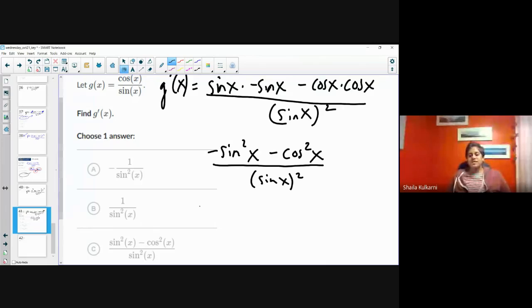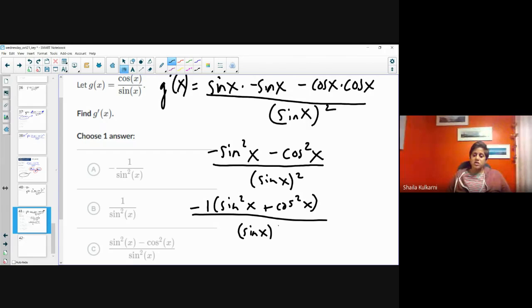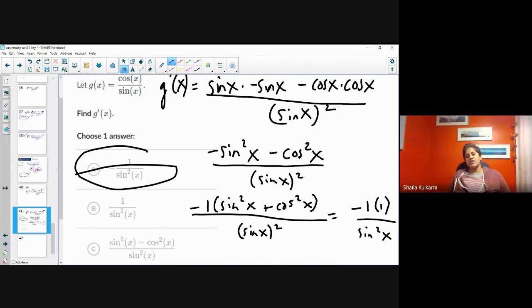So let's think. Let's factor. We always look for a greatest common factor. Let's see. Do you guys remember your identity? Cosine squared plus sine squared is 1. It's an identity. So this is the same as negative 1 times 1 over sine squared x. And there you go. You have your answer.